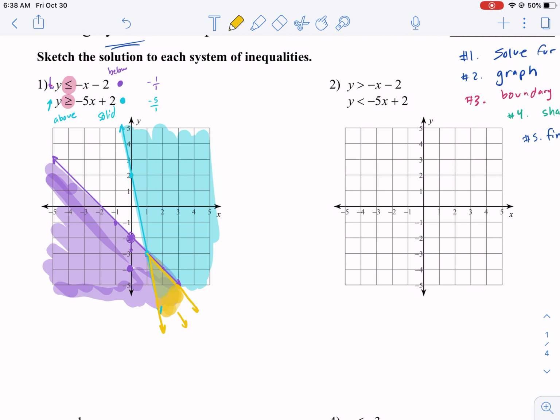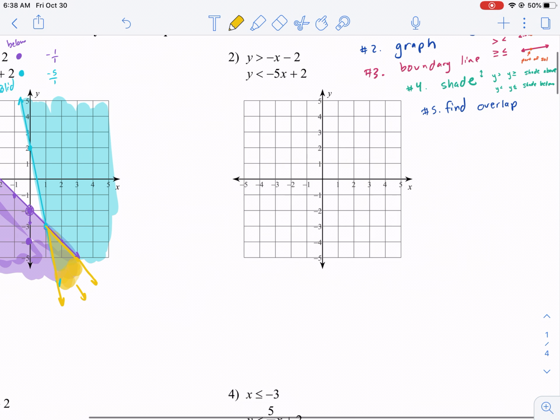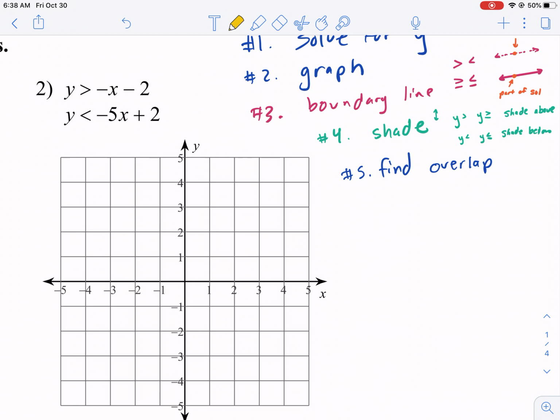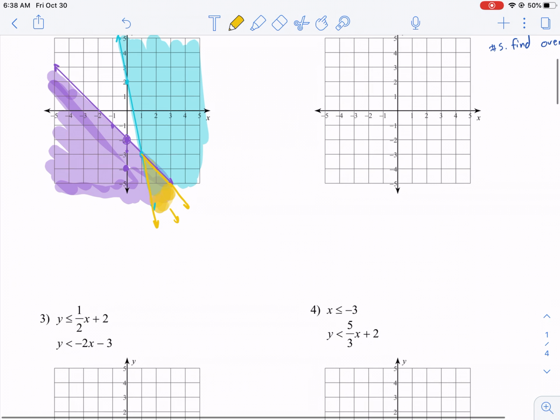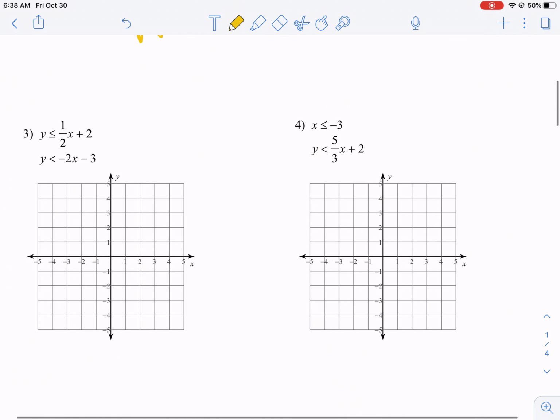It's pretty simple. It's not as tough as it seems. It just requires some shading. I think the toughest thing people get is the shading part. The boundary line is not so difficult. Most students get that. But the shading is probably the toughest part. So let's go ahead and do a couple more examples.